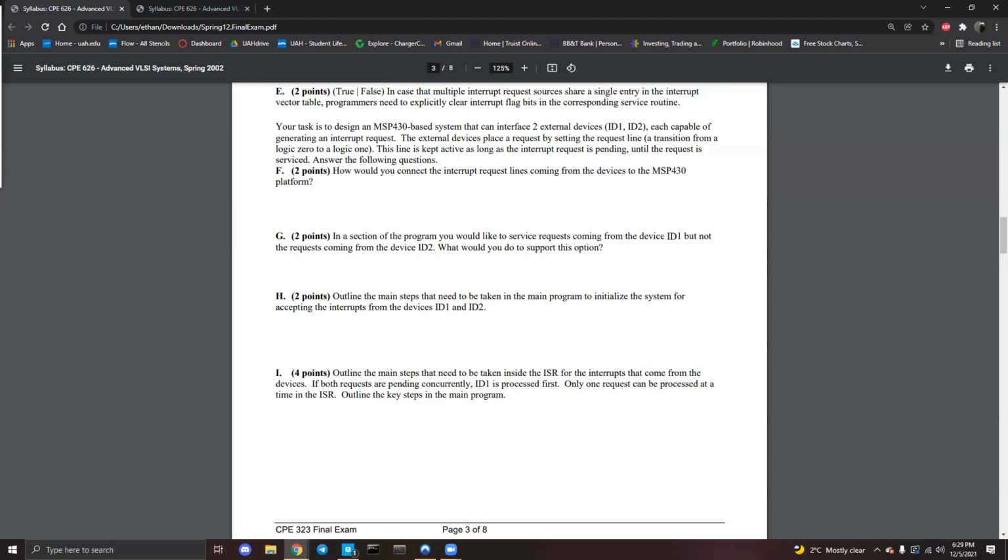Because the question is what? Outline the main steps that need to be taken in the main program to initialize the system for accepting the interrupts. I guess you could add it, it wouldn't hurt. I do, to be safe. Yeah, it wouldn't hurt.